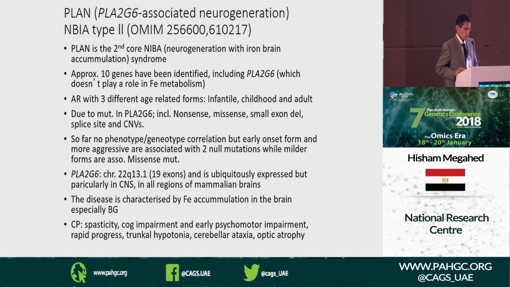We now offer prenatal diagnosis for this gene in these families, and we've also started trying iron chelating agents that cross the blood-brain barrier. The cases that started it at an early age showed a mild improvement and slower deterioration compared to those who didn't take the iron chelating agent.